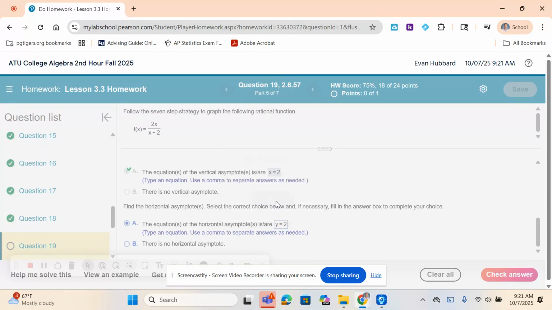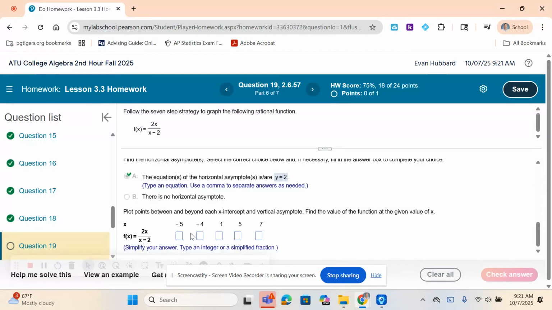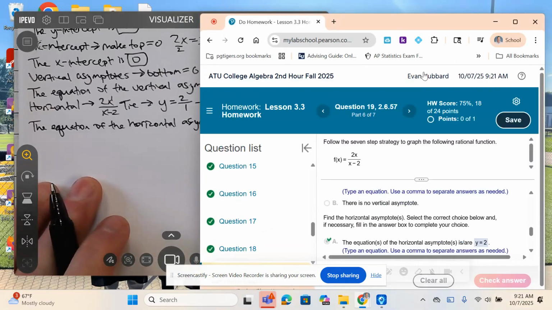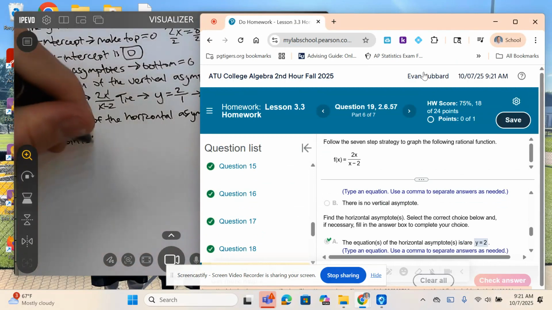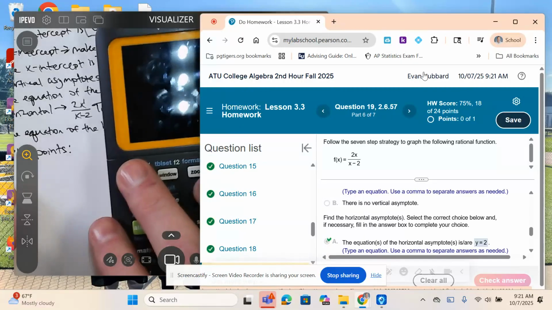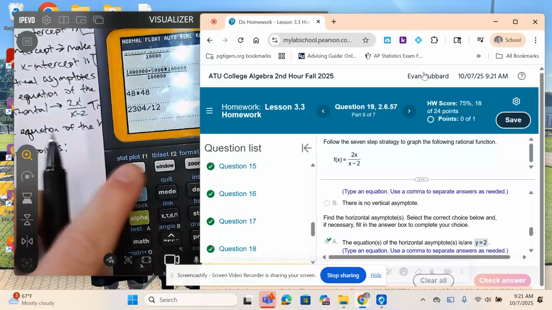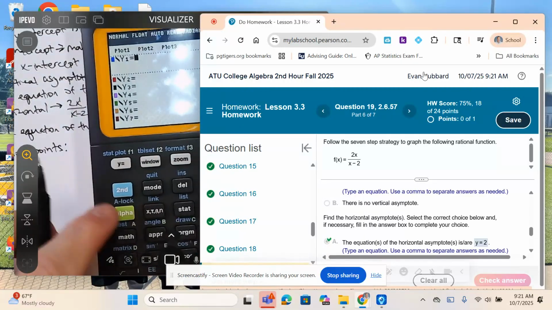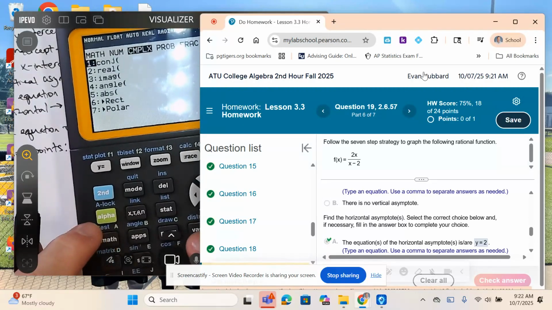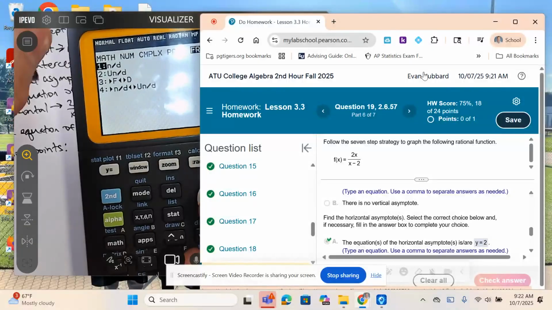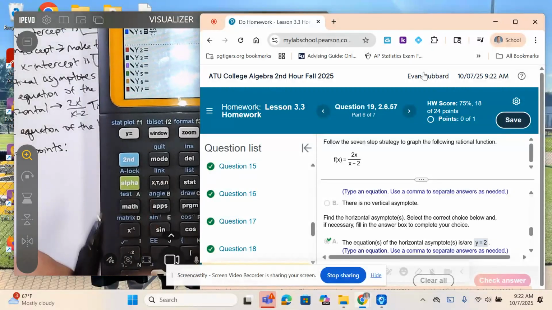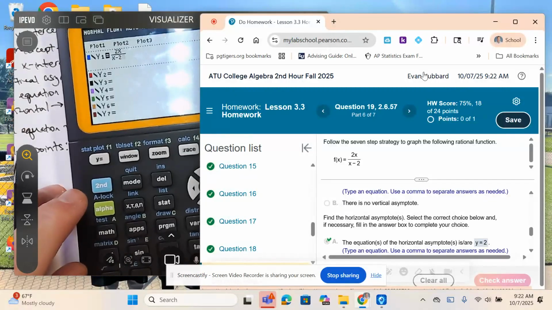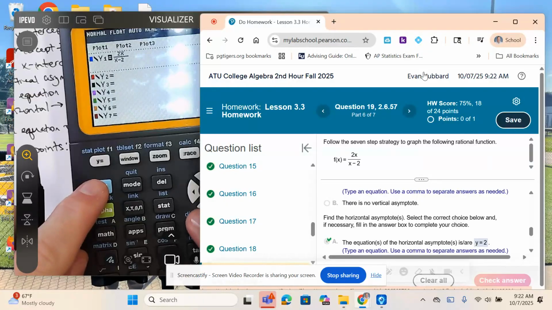Okay, next we'll do plot points. So I'm going to cheat on this. I'm going to go to y equals and type this in here. I'm going to go to math frac. And then I'm going to do 2x divided by x minus 2. And then do second graph.